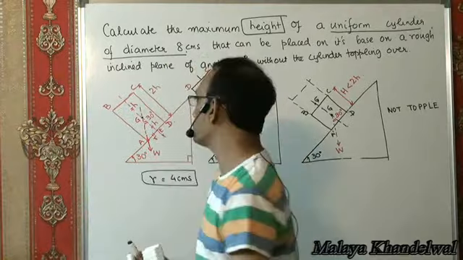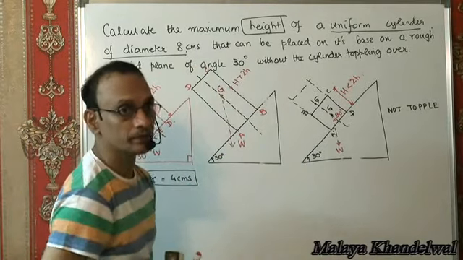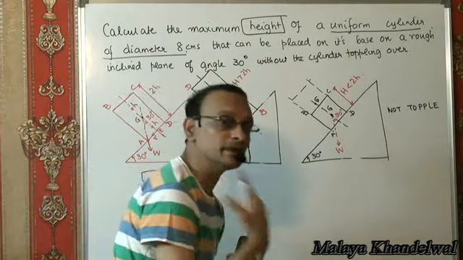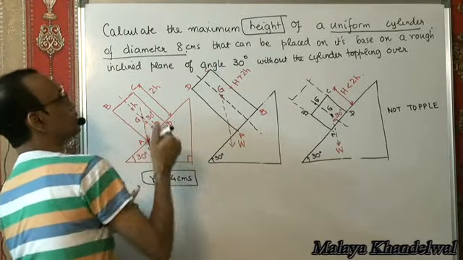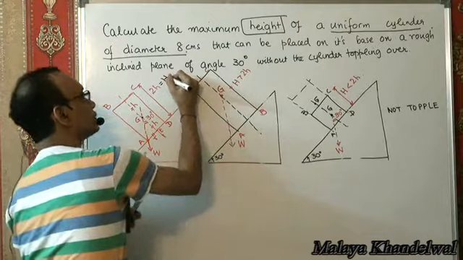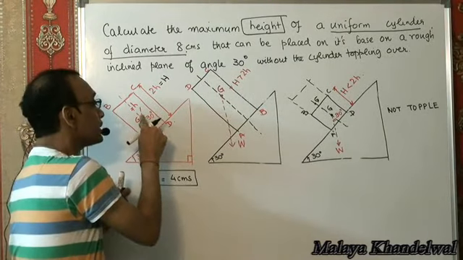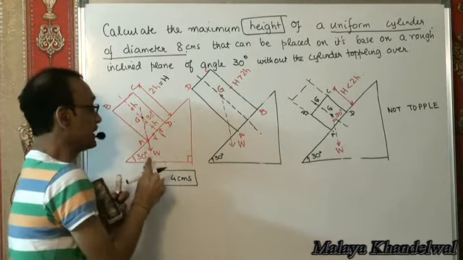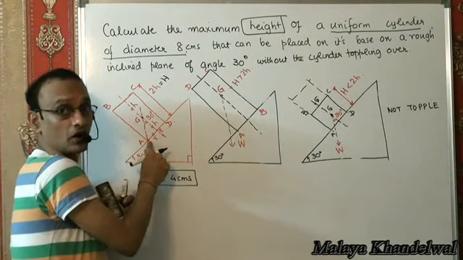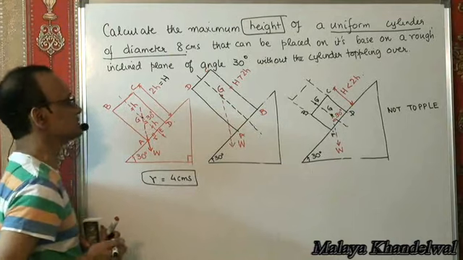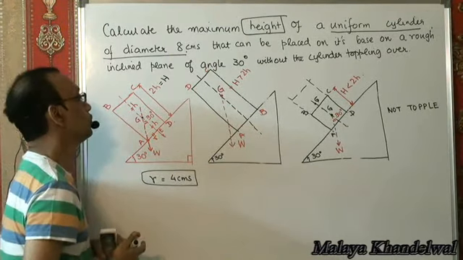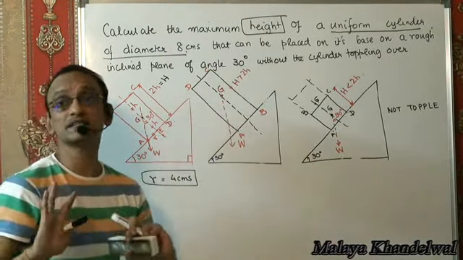Now, eventually there is a limiting state. A certain height, capital H, equal to 2h, for which the line of action of the weight just about passes through this corner A, this end A of the base. Now, until then, it's fine.